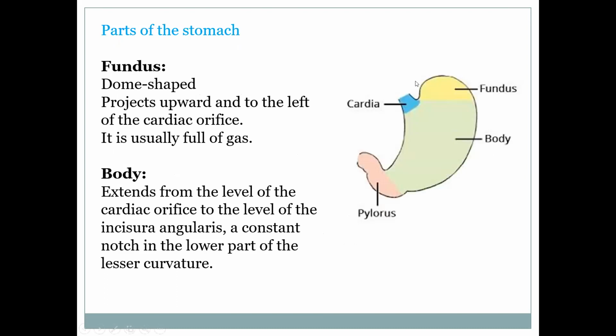In this picture, we can see the parts of the stomach. It is the cardia at the beginning, and then it curves upward, and that area is the fundus. You can see it in the yellow color in this picture. Then comes the body, which comprises the largest part of the stomach. Then the end part is the pylorus.